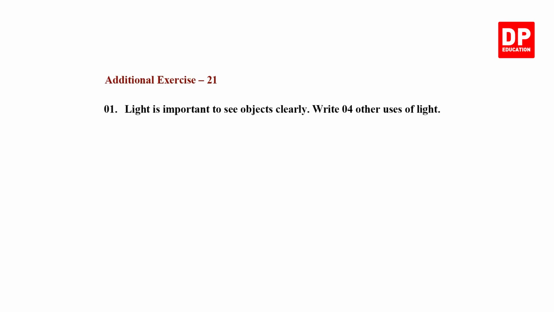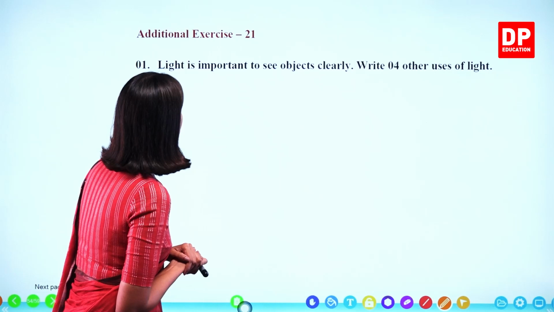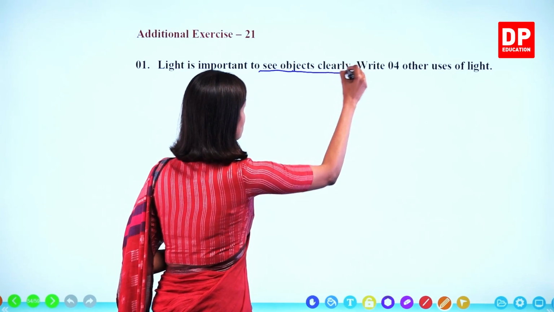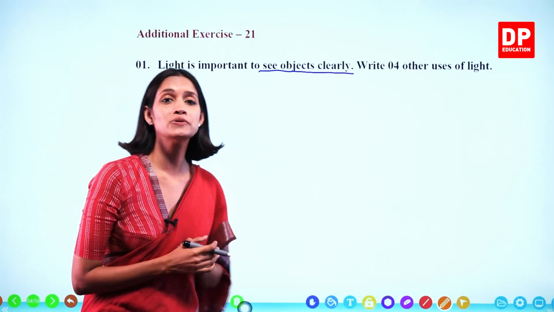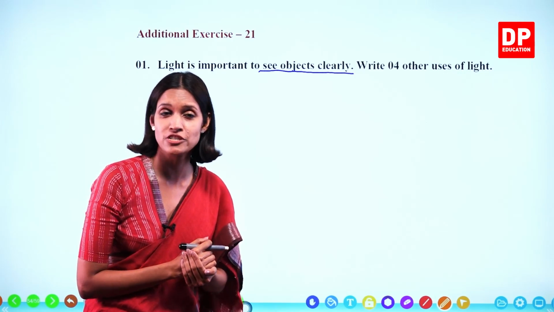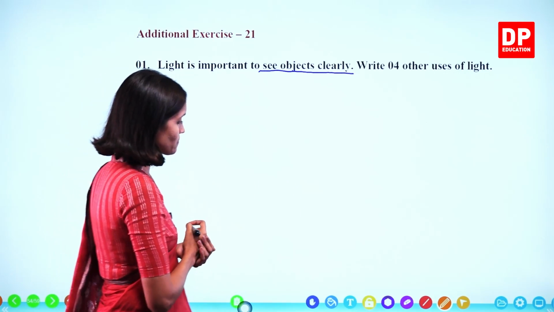Exercise number 21. Light is important to see objects clearly. That is one importance of light, one application of light. Write four other uses of light. Now we know a list of these uses, so applications. Let's write down.